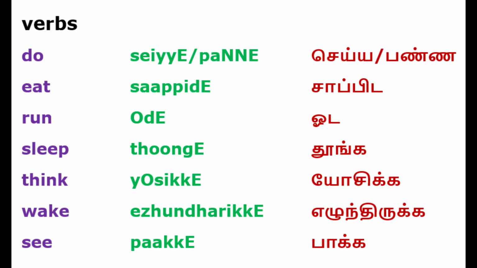Let us now look at some verbs and see how they look as an infinitive verb. The first one is do, and that becomes செய்ய or பண்ண. Eat, சாப்பிட, run, ஓட, sleep, தூங்க, think, யோசிக்க, wake, எழுந்திருக்க, see or look, பார்க்க. So this is how a verb will be in its infinitive form, which can help us to make many more phrases. Let's see them now.